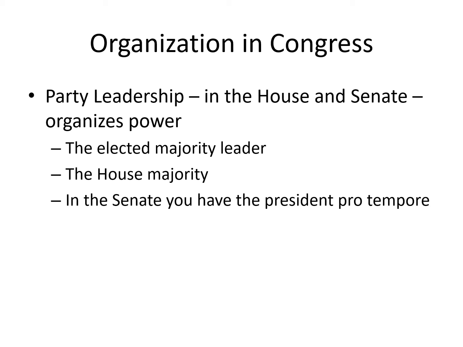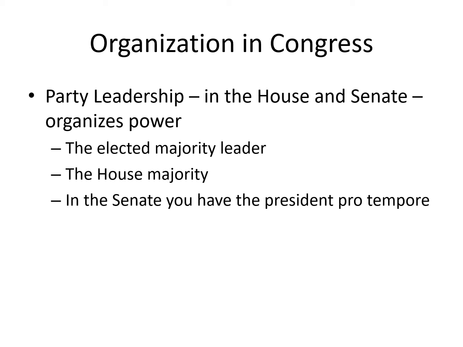Okay, now a little bit more before we get to the Senate. The House majority, once they select a majority leader, well, the party with the minority status, with the least number of members, will select a minority leader. The minority leader is the face of the minority party in the House.